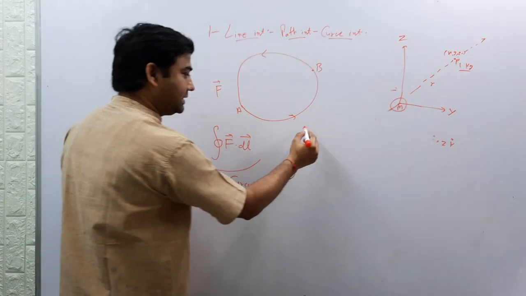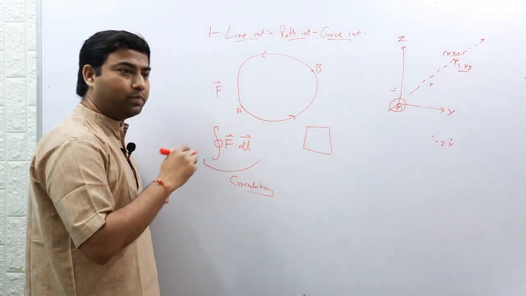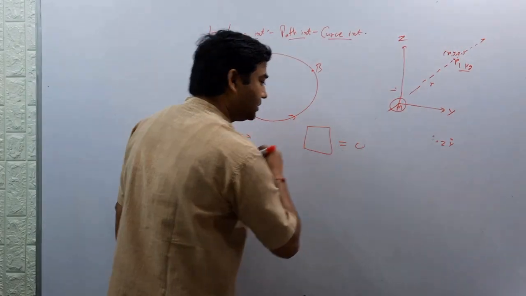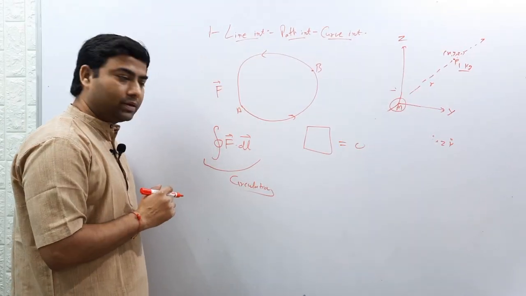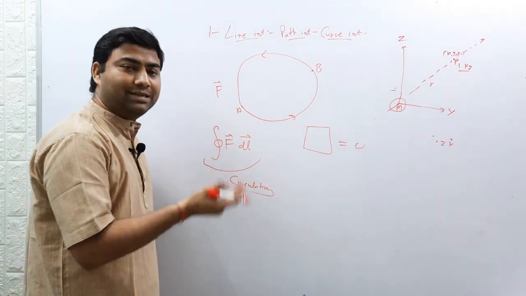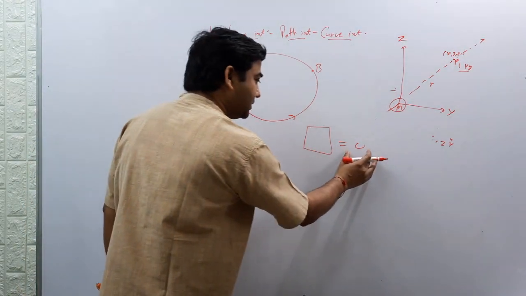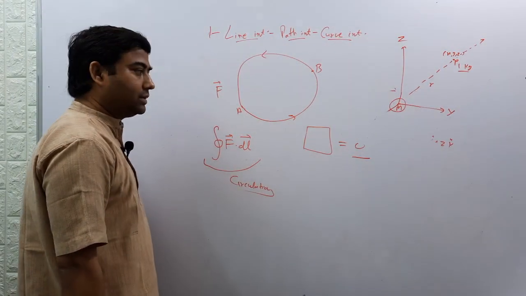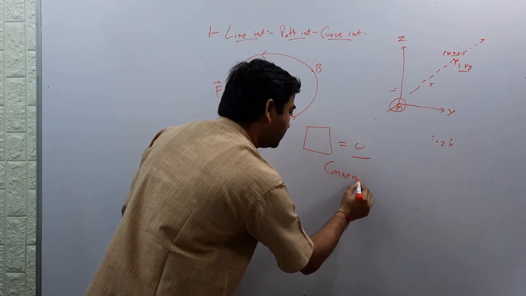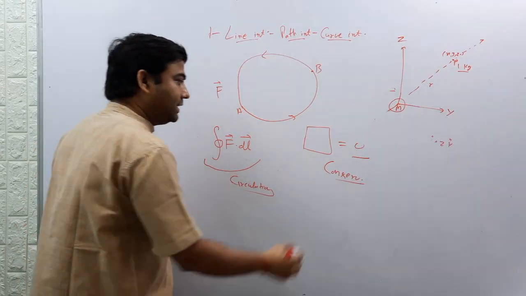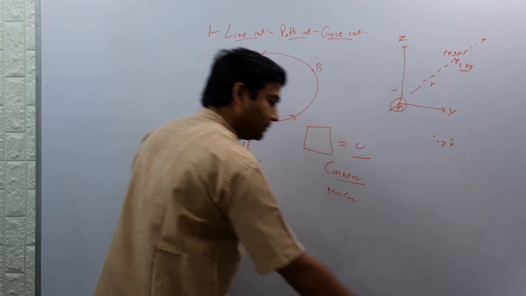For the earlier case, the rectangle, that was also integration along a closed path, and that integration was 0. It may or may not be 0. For that particular case it was 0, but it may not be 0 in other cases. So when this circulation is 0, then the field is called a conservative field. And when this circulation is non-zero, that is called a non-conservative field.